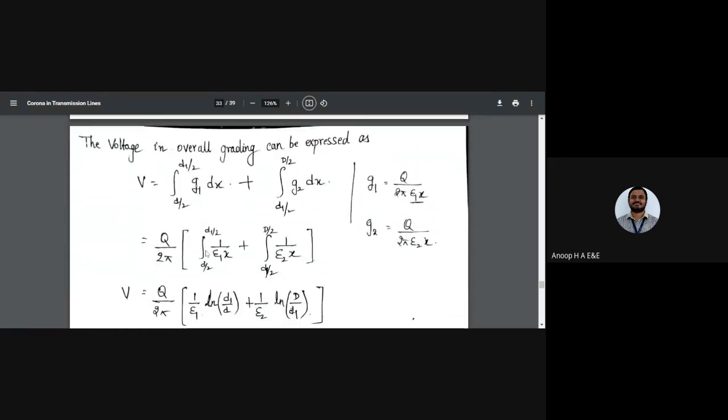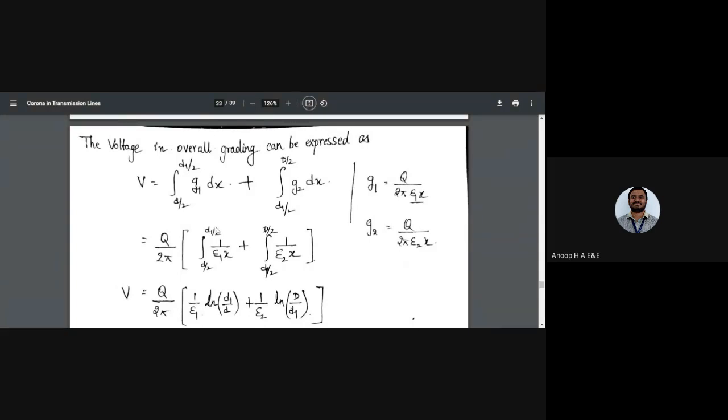So let us move on to the voltage in the overall grading. How can I express the voltage in the overall grading? Again, you have to go for the integral, because this is an AC system, so it will be continuously changing. For any continuously changing time system, you are going to integrate it and you are going to get the answer.